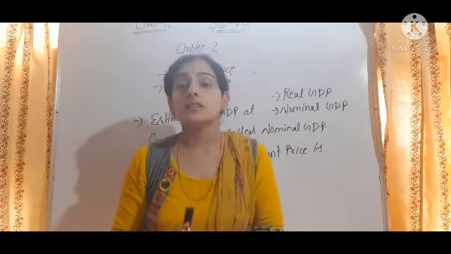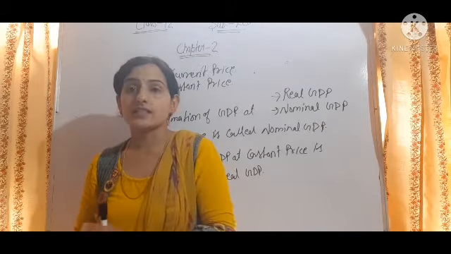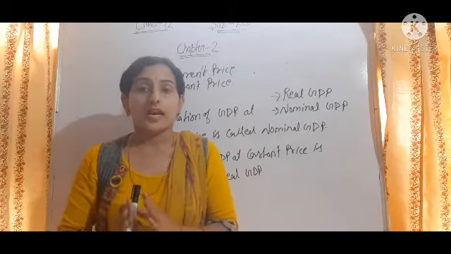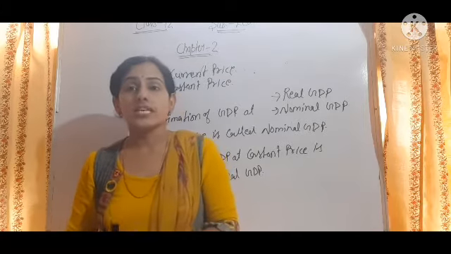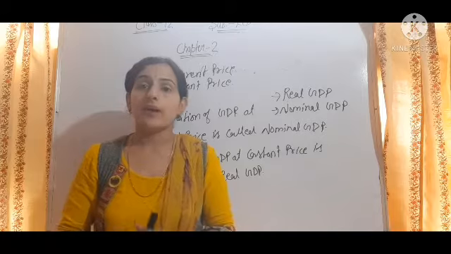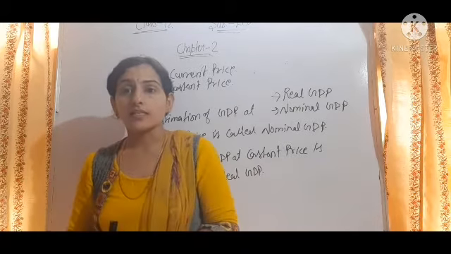So students, this is about your second chapter, national income and its related aggregates. That is about GDP, how we can convert GDP into GNP, NNP, NDP, market price, factor cost. Okay, nominal GDP, real GDP.